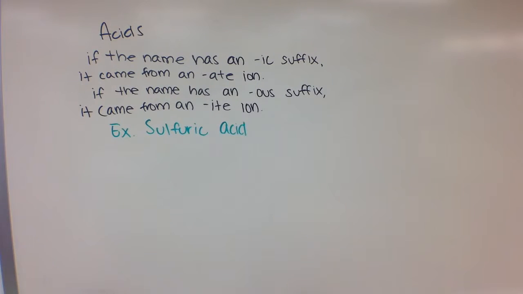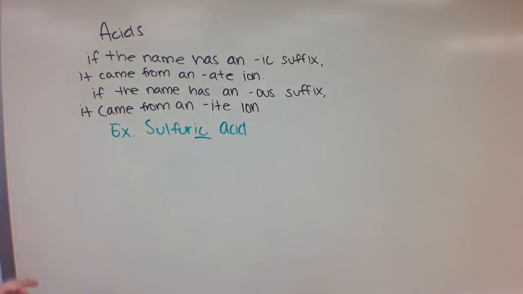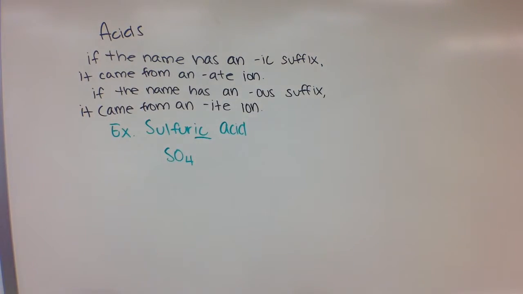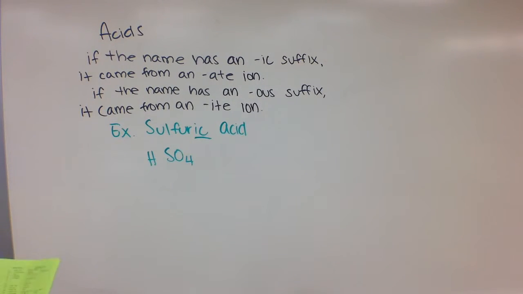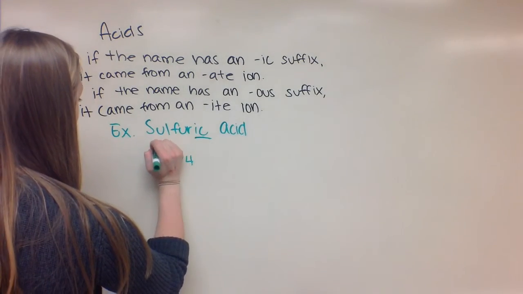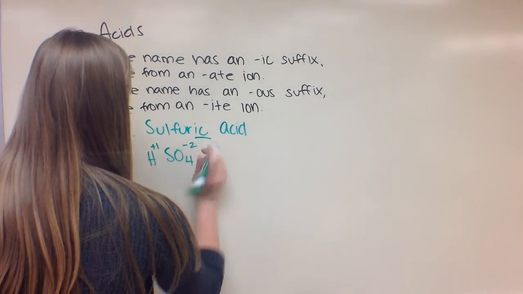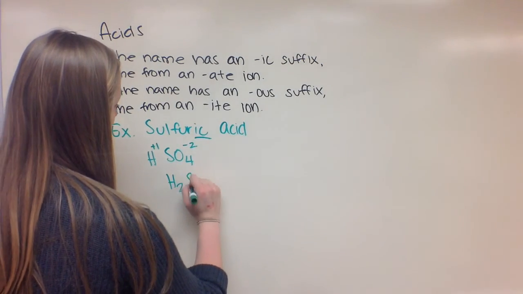For example, we have sulfuric acid. So now by the suffix ic, we know that it came from the polyatomic ion sulfate, which we know is SO4. But acids always start with hydrogen, so we always need to write an H. But then we need to balance it, like we do for our ionic compounds. So hydrogen is always +1, and sulfate, we know, is -2. So then in order to balance the two charges, we have H2SO4.